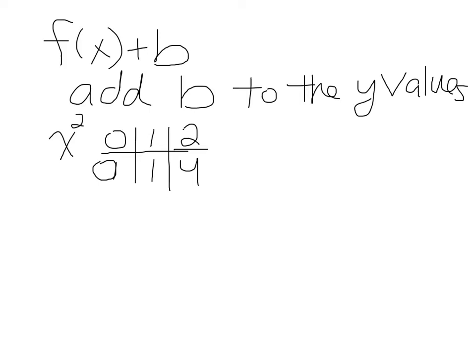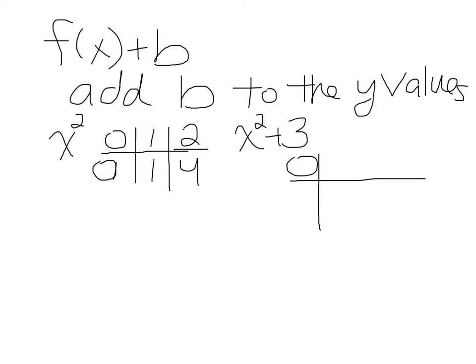So what you do to make the new table, on the quiz I could give you a parent function table and ask you to make the transformation table. So what you do is you add b, whatever b is, to just the y values. So if my parent function is x squared, this is the table, and then if my equation is x squared plus 3, what I will do is I will copy down the x values.